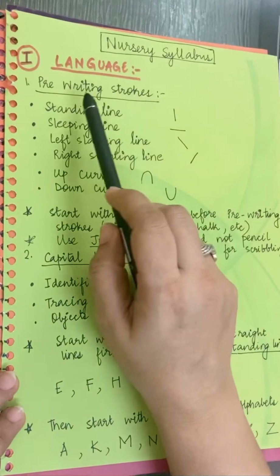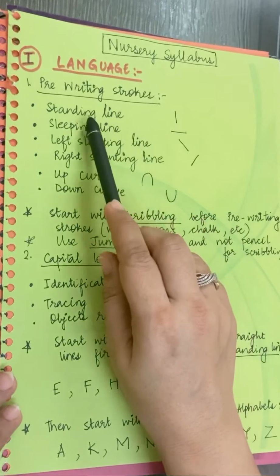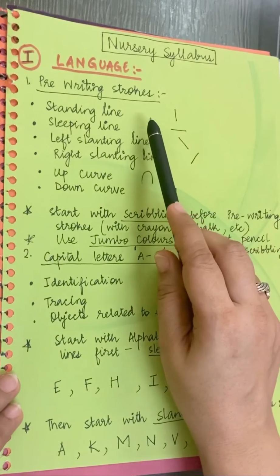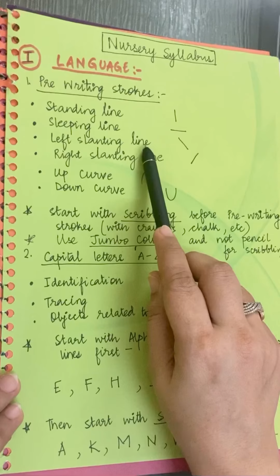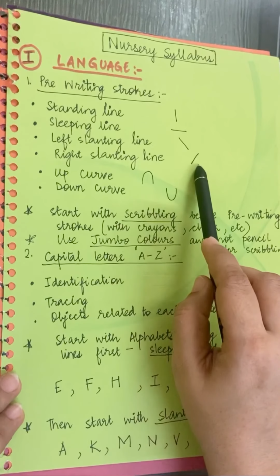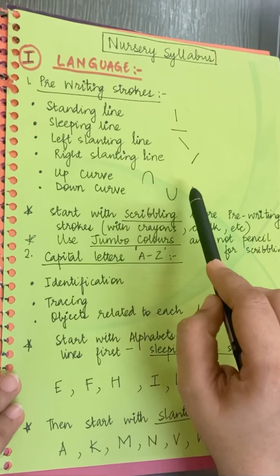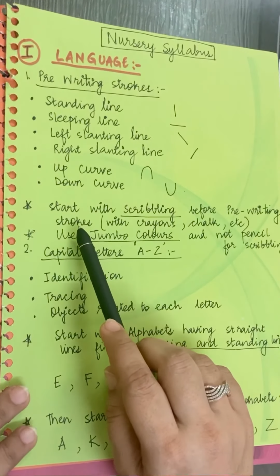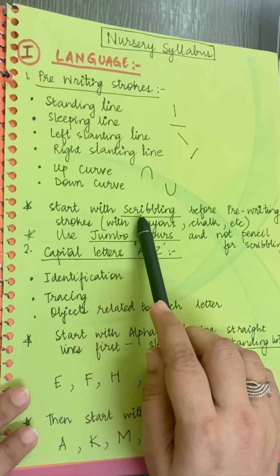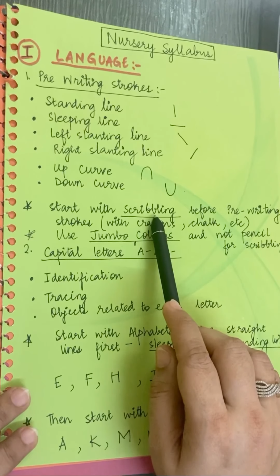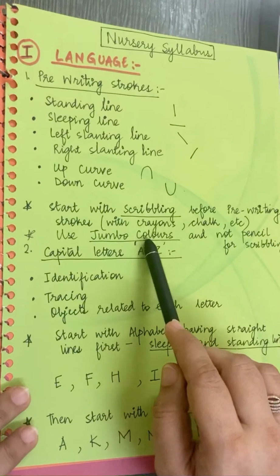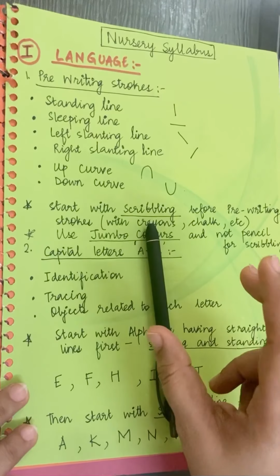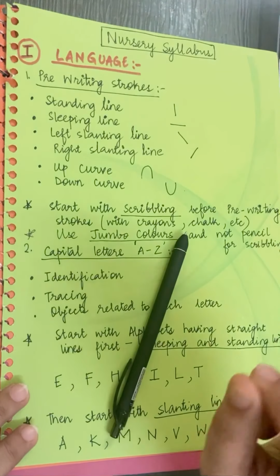So in language, basically they start with pre-writing strokes. Initially they teach the kids to draw standing line, sleeping line, left slanting line, right slanting line, up curve, down curve. Even at home you can ask the kids to scribble and doodle. Use jumbo colors for that and not pencil, because their grip is still very weak. Ask the kid to scribble on a piece of paper.